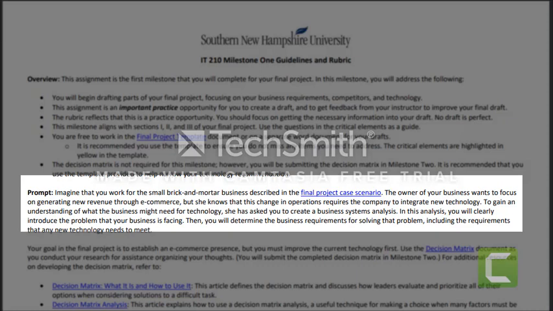So in this analysis, you will clearly introduce the problem that your business is facing because you also have to support the argument for it. Is the technology worth it? Then you will determine the business requirements for solving that problem, including the requirements that any new technology needs to meet.